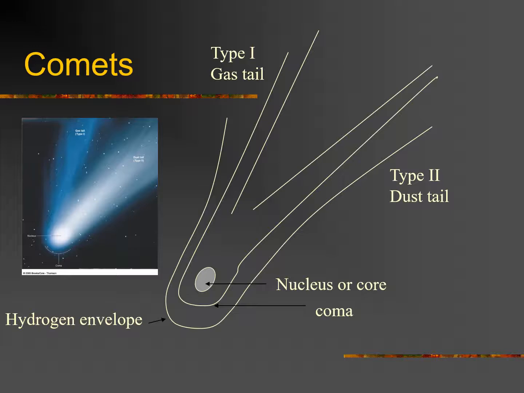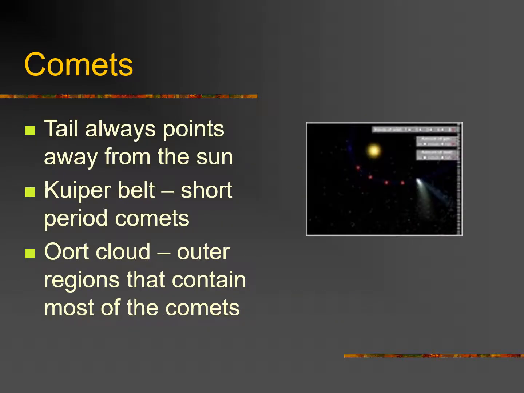Okay, so the dust tail is reflected light. The gas tail is emitted light. So sometimes the gas tail will look blue in color versus the dust tail having a white or a clear color. Okay, so that's the best way to tell. The gas tail will also be straight, whereas the dust tail will sometimes be curved. Okay, like I said before, the tails always point away from the sun.